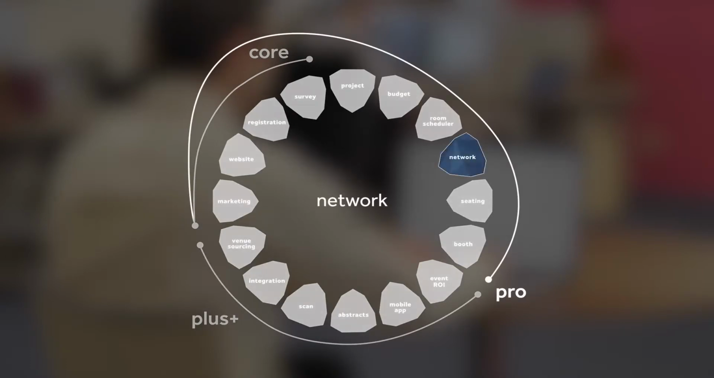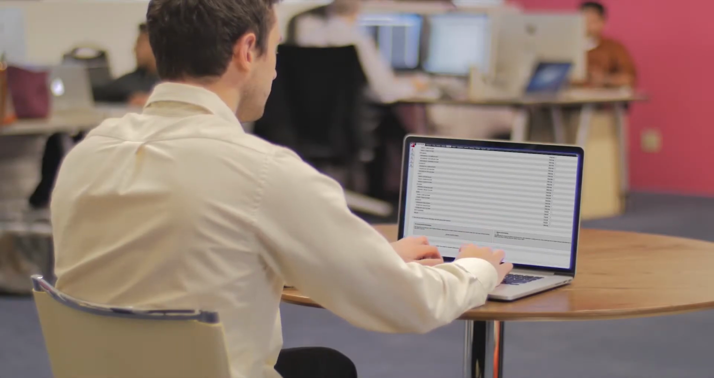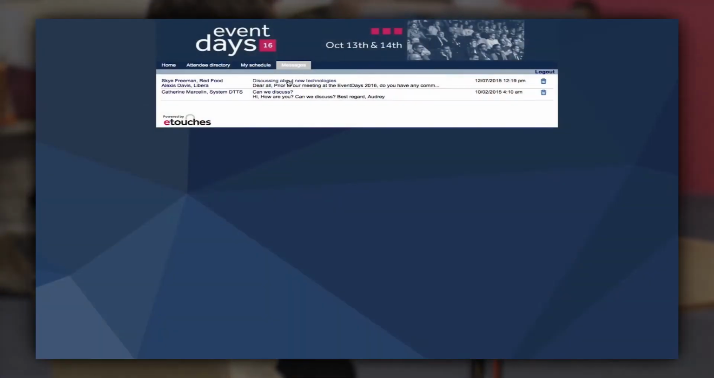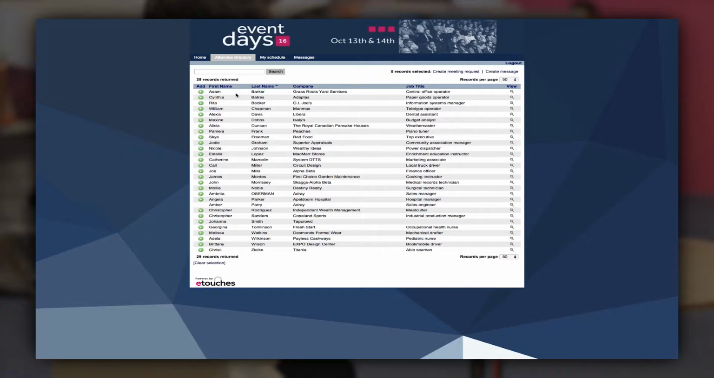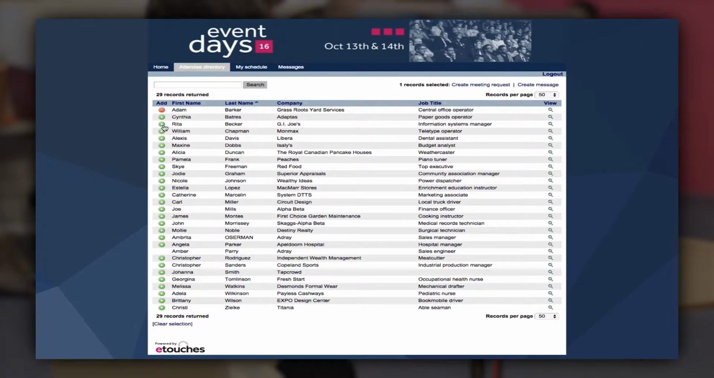Events are all about networking with the right people. That's why we designed the networking module. Identifying and matching up attendees before, during, and after live events can be difficult and time-consuming. Our networking tool makes your life easier and helps your audience get the most out of your event.